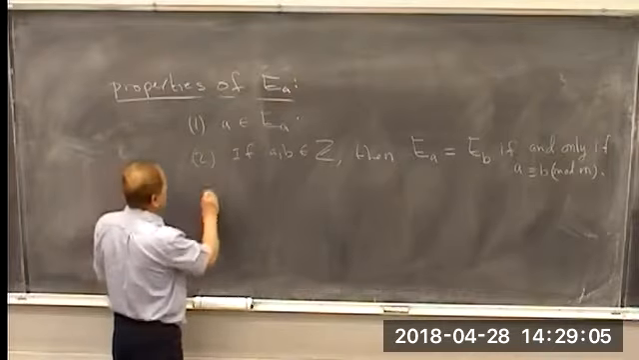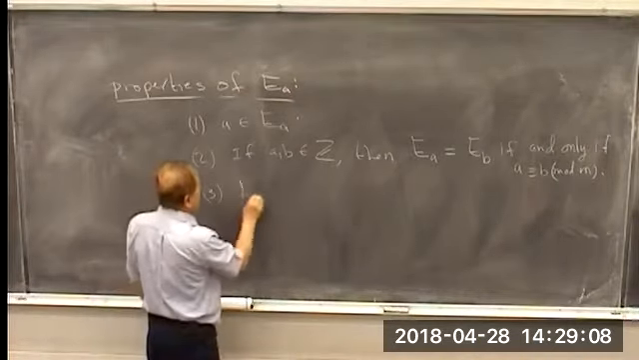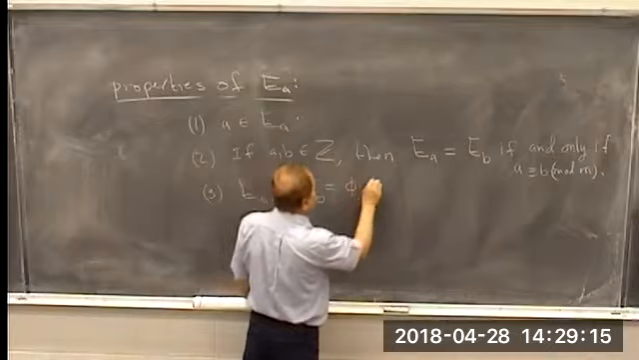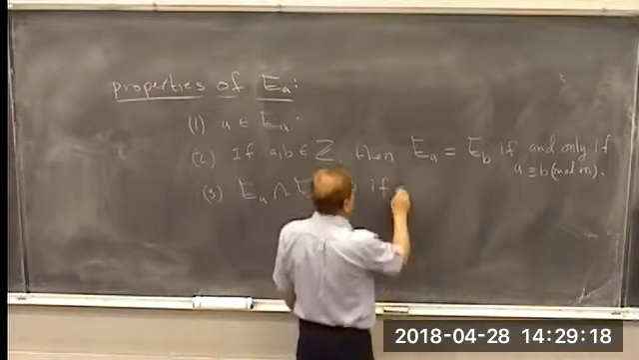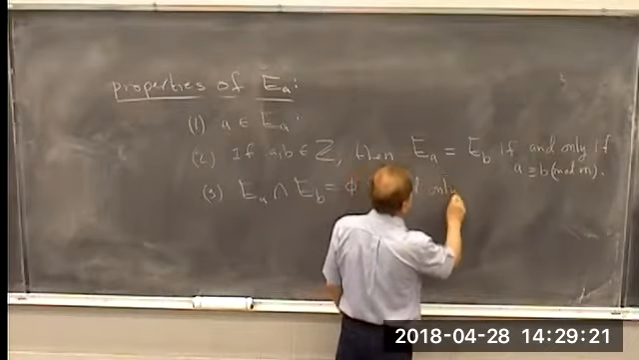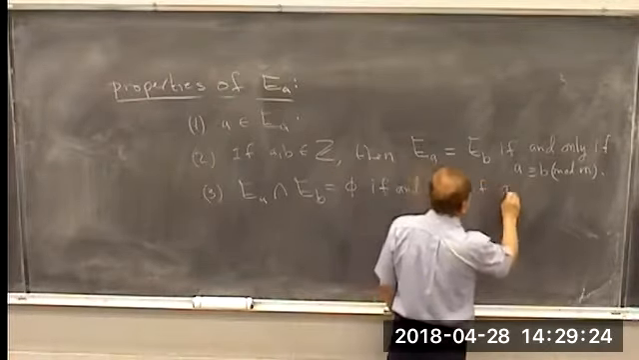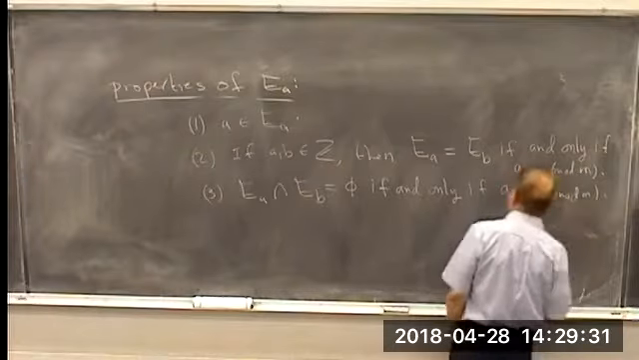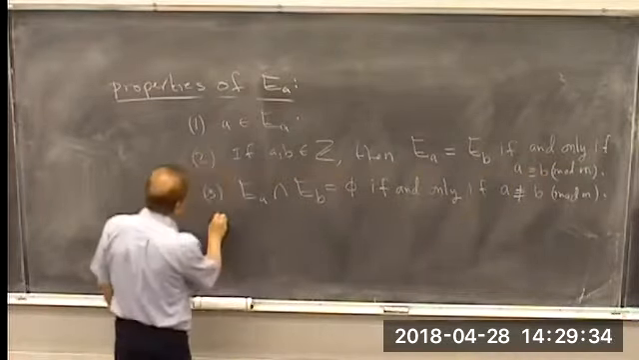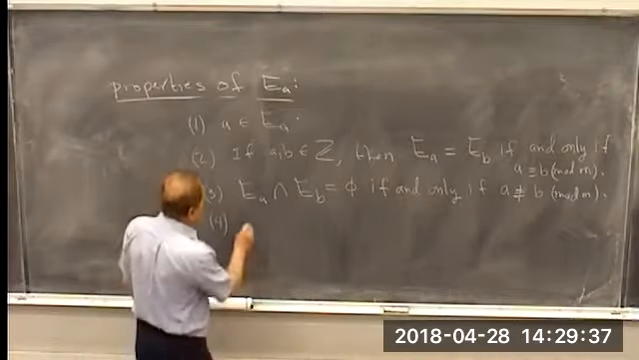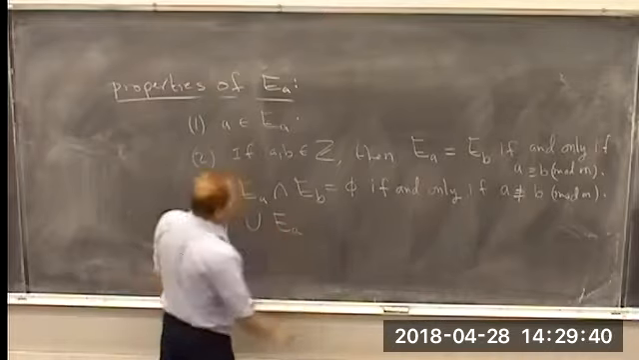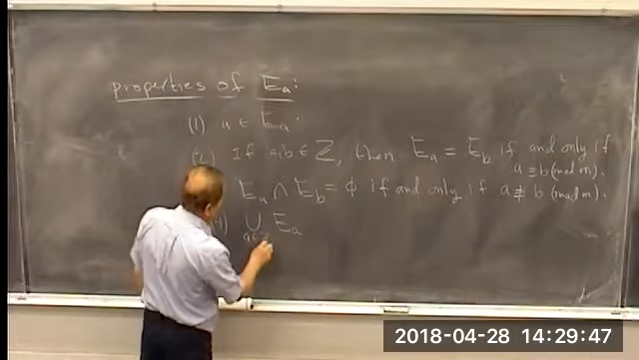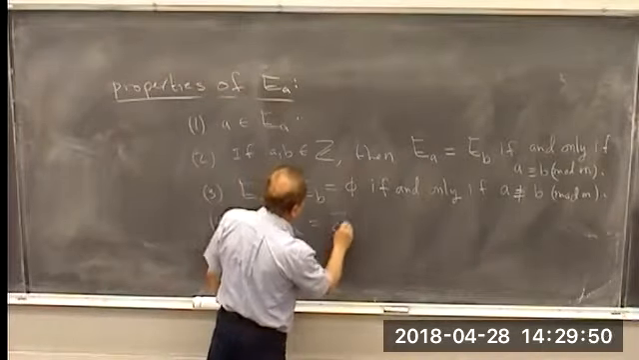And three, E sub A intersection E sub B is empty if and only if A is not congruent to B mod M. Number four, if we take the union of all these subsets as A ranges over Z, this of course will equal all of Z.